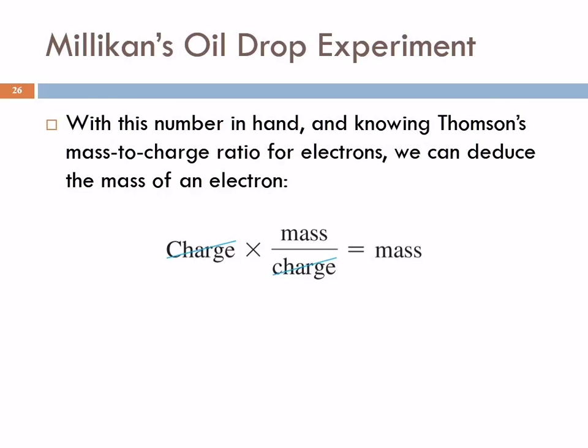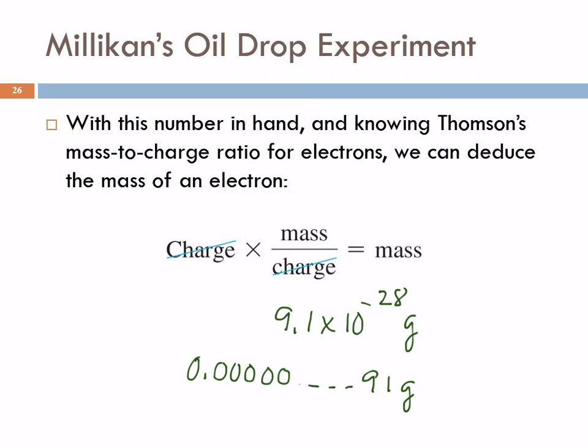So he had that number, and he had Thomson's mass to charge ratio, and then he was able to calculate the mass of the electron. And the mass of an electron is 9.1 times 10 to the minus 28 grams. That is 0.000 with 27 zeros and then 91 grams. Is that a small number? Heck yeah. We can't even comprehend how small of a number that is. Electrons are really, really small.